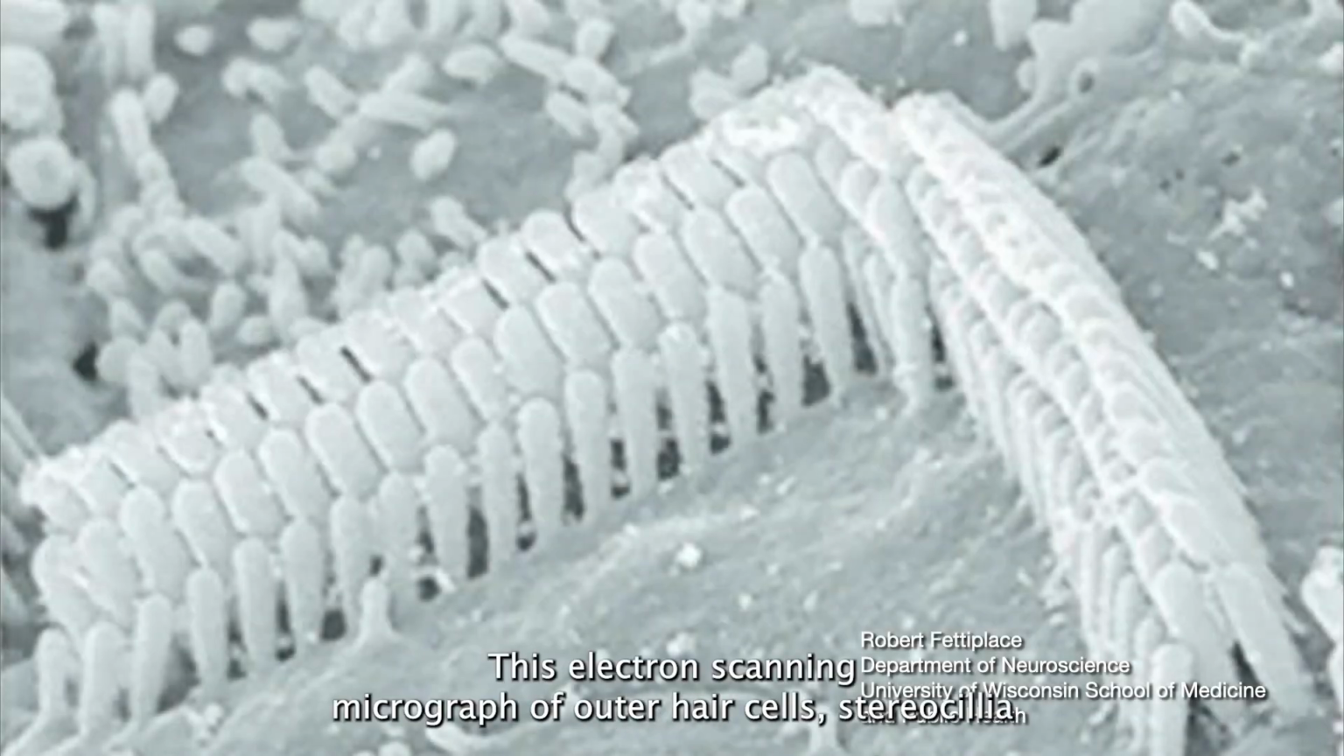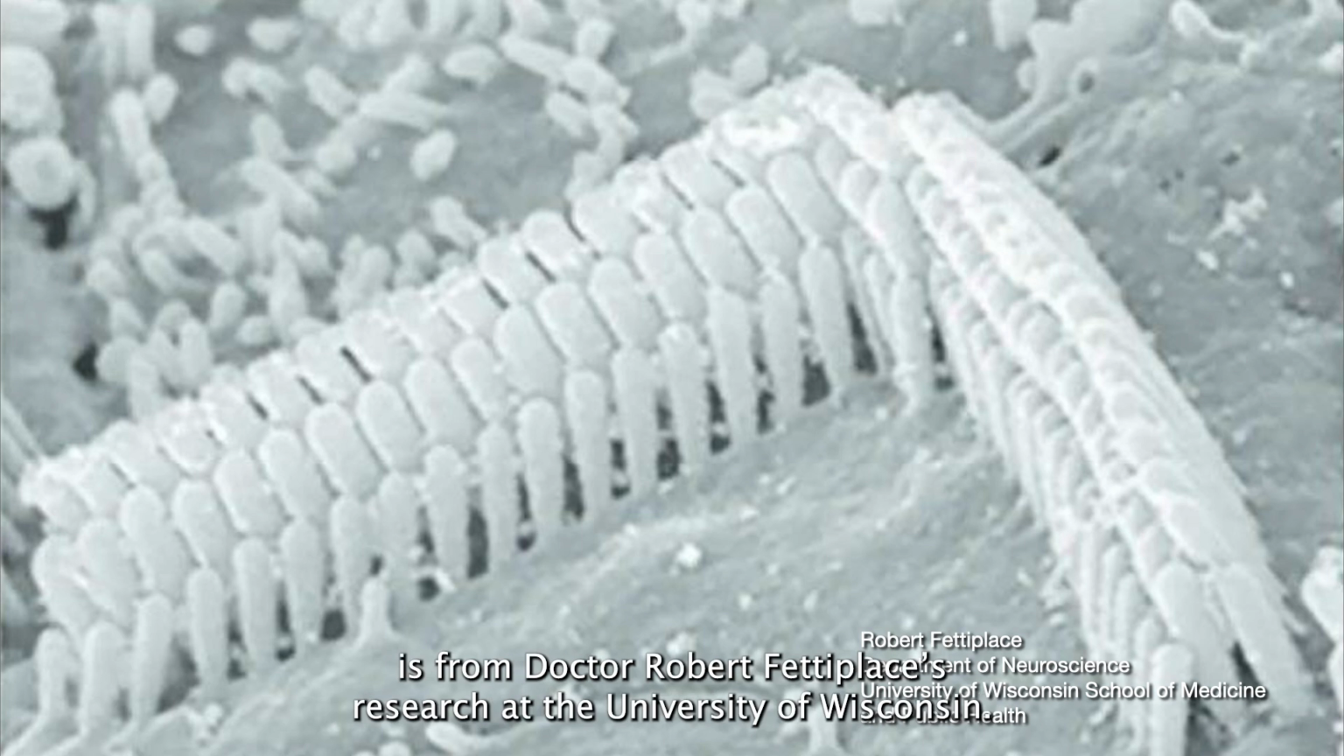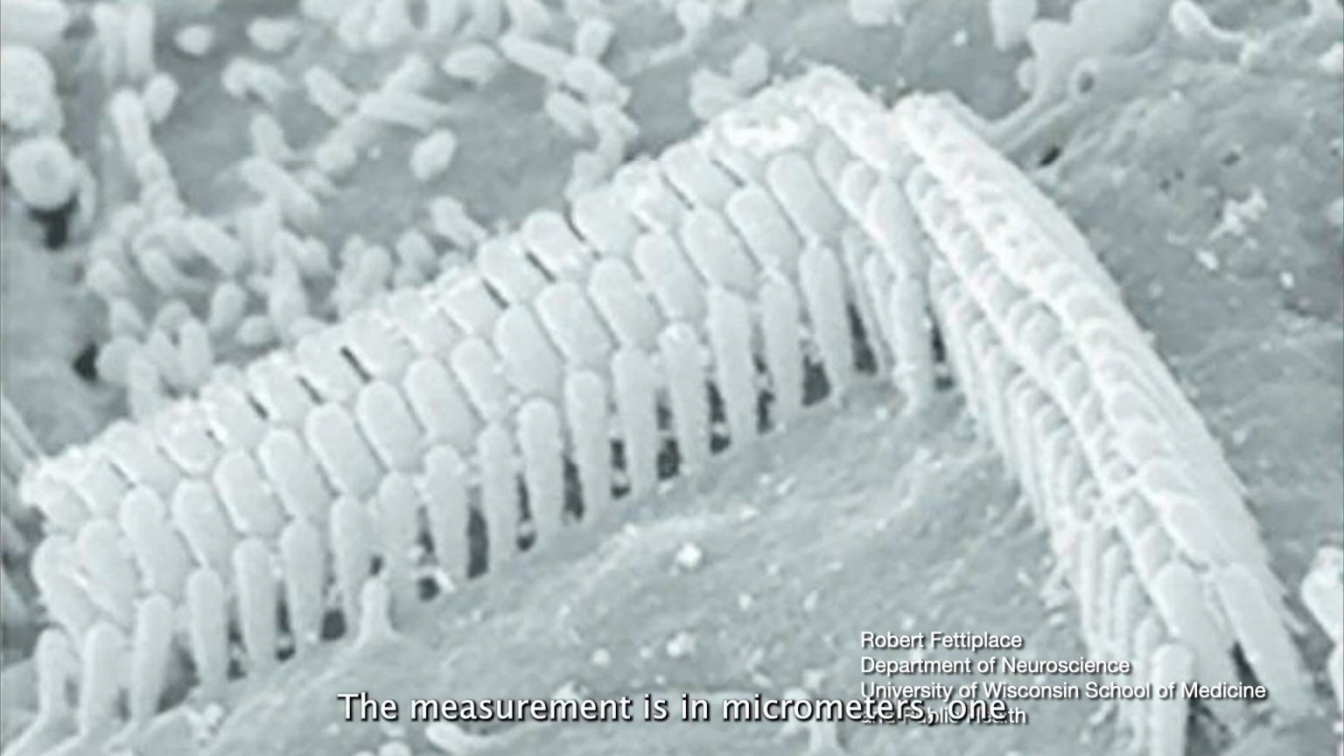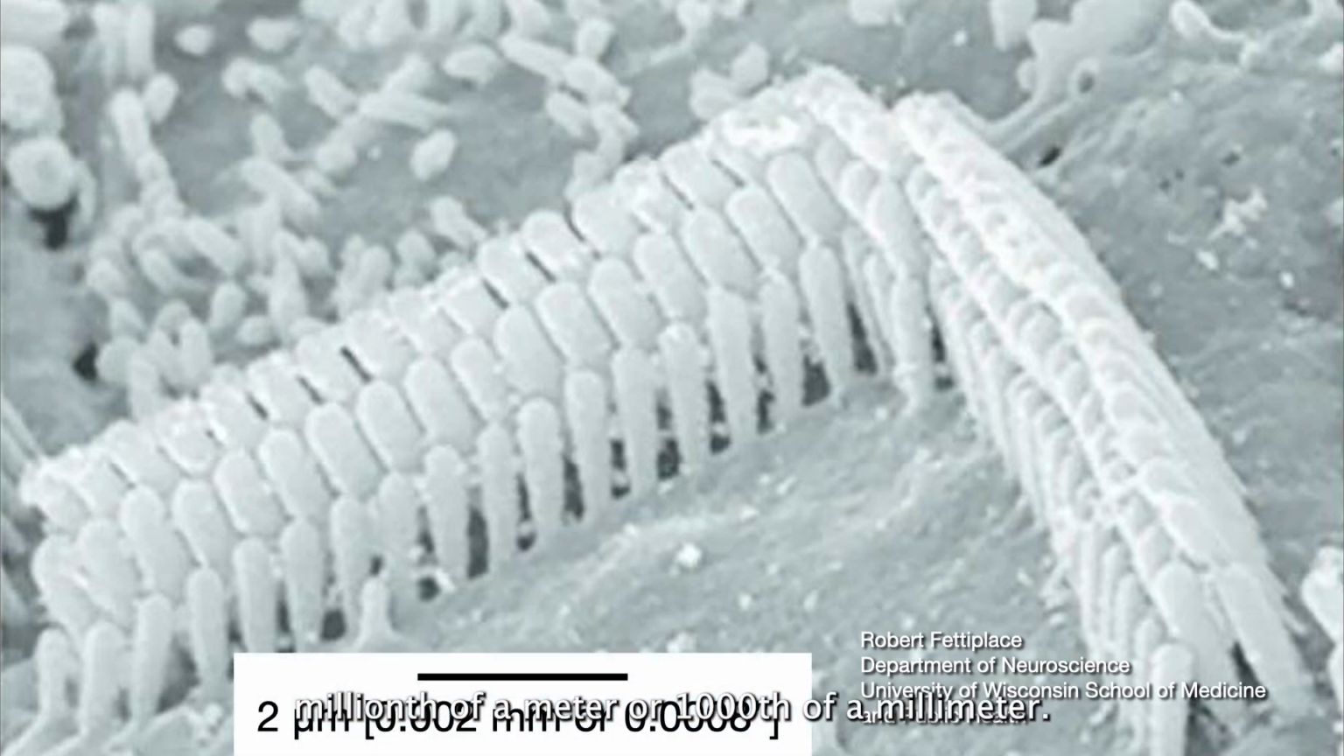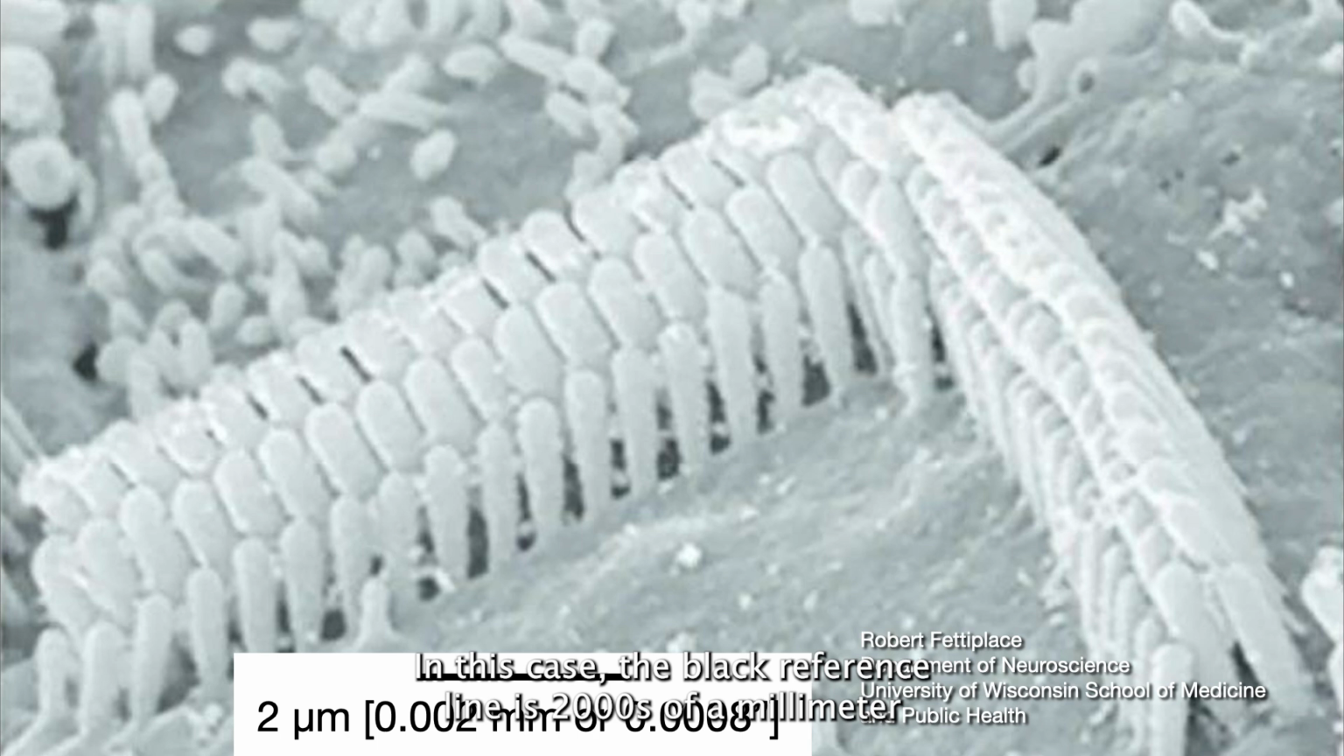This electron scanning micrograph of outer hair cell stereocilia is from Dr. Robert Fettiplace's research at the University of Wisconsin. The measurement is in micrometers, 1/1,000,000th of a meter, or 1/1000th of a millimeter. In this case, the black reference line is 2/1000ths of a millimeter, or 8/100,000ths of an inch.